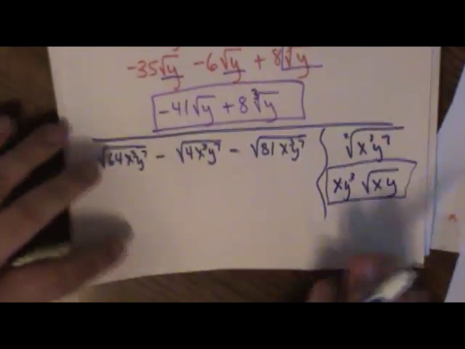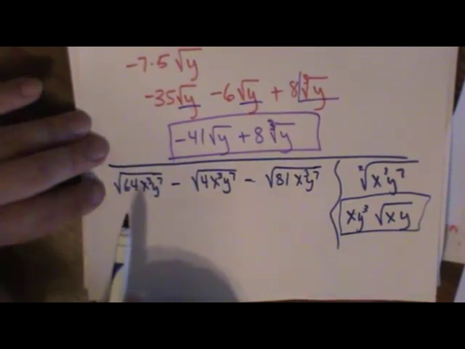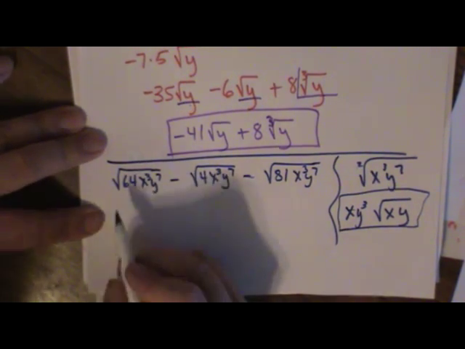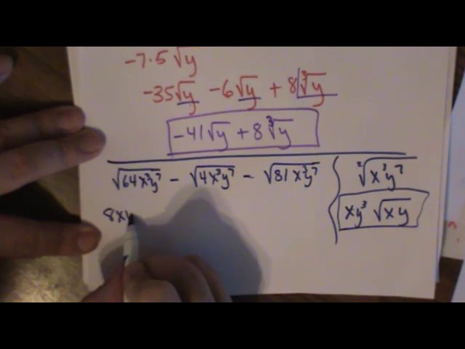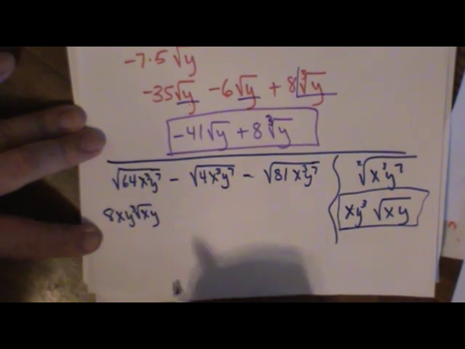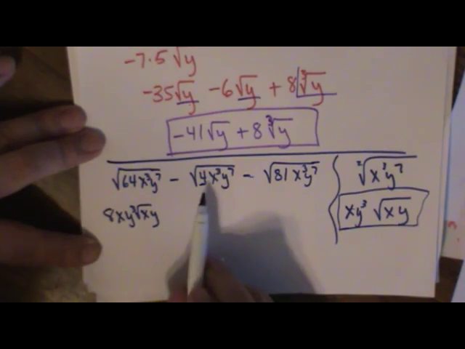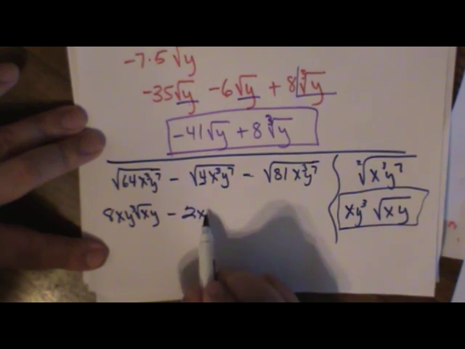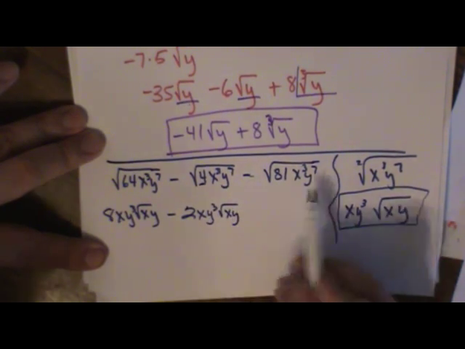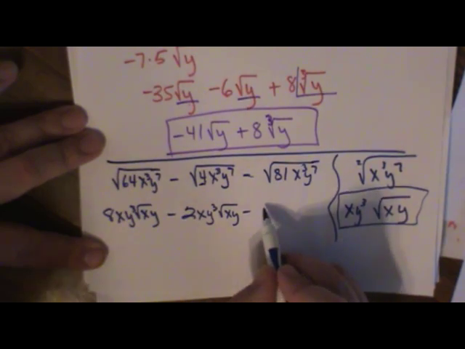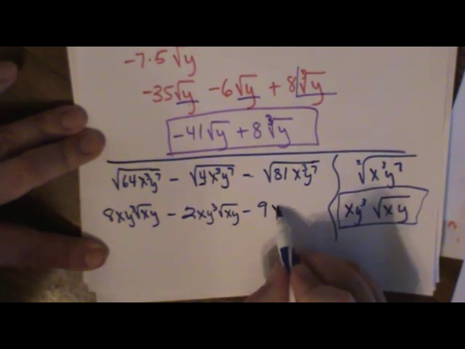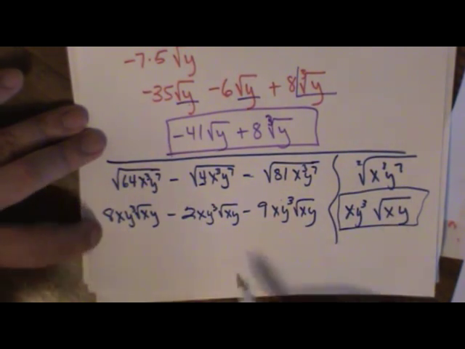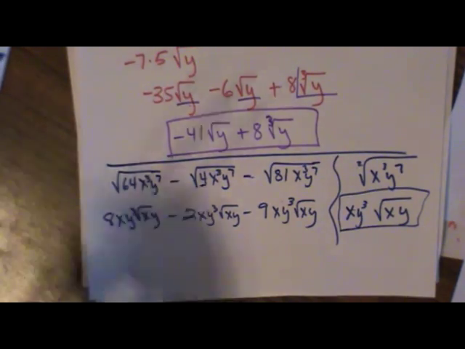So let's go back to our original problem and finish it. The square root of 64 is 8, so we have 8xy cubed square root of xy. Then we have 4. The square root of 4 is 2, so we're going to put this tag along the end of it. And then the square root of 81 is 9. Then we have x, y cubed, square root of xy. Still, we have the same tag, so all we're really doing is looking at our coefficients.